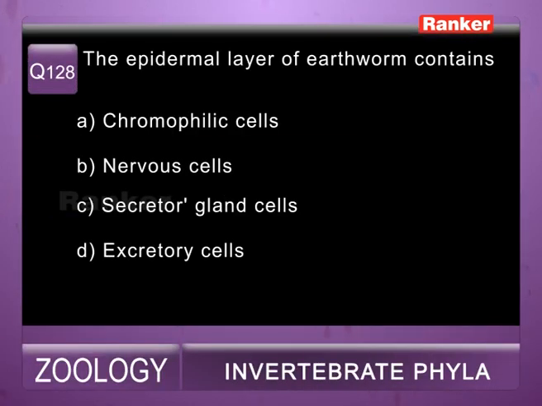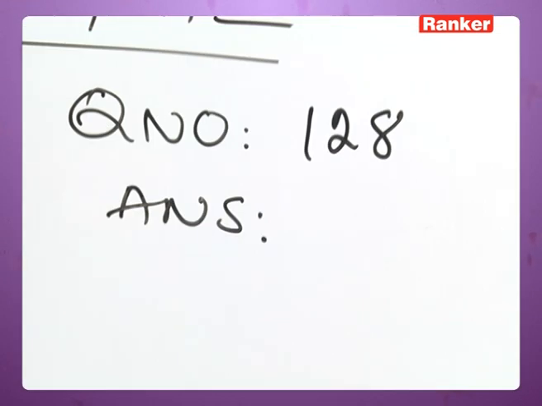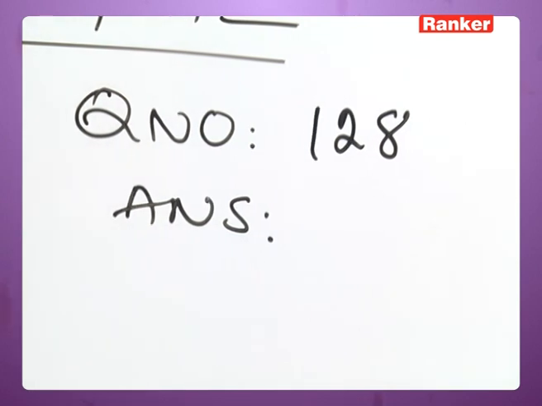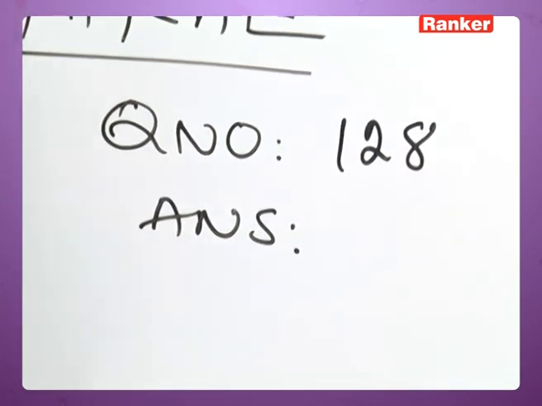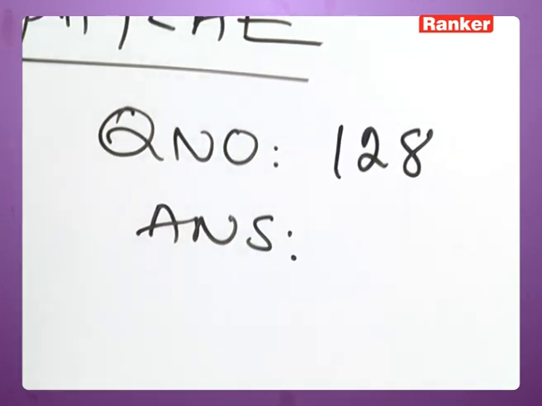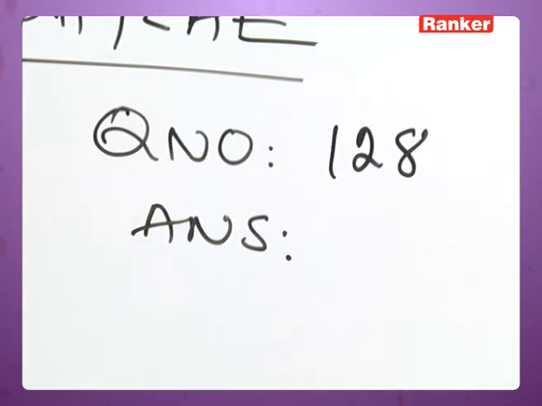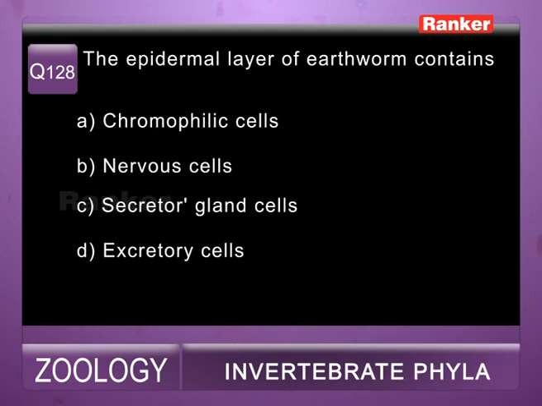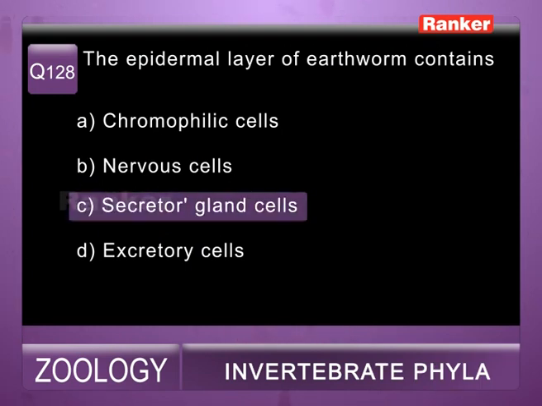128th question here now. The epidermal layer of earthworm contains: A, chromophil cells; B, nervous cells; C, secretory gland cells; D, excretory cells. Chromophil cells are present in the pharyngeal region, so they are absent here now. Nerve cells are there within the nervous system. Excretory cells are there in the excretory system. So the correct answer obviously is secretory gland cells. So 128th question, correct answer is C, secretory gland cells.